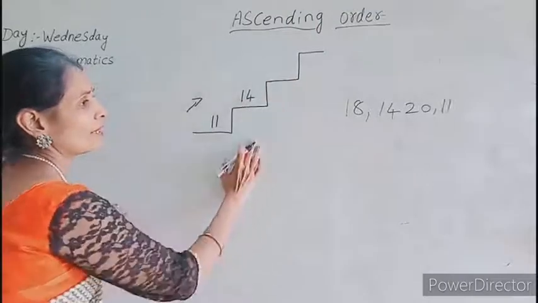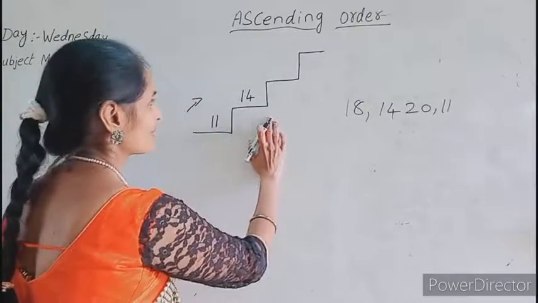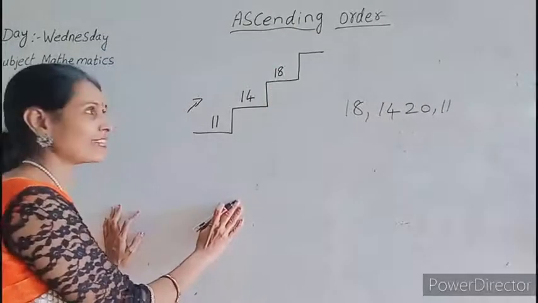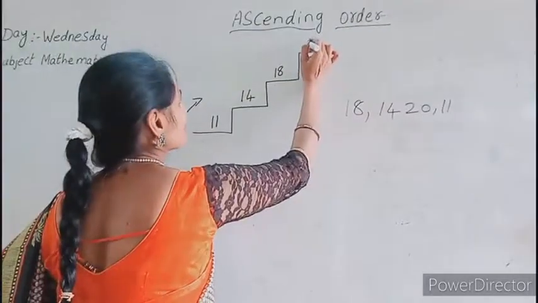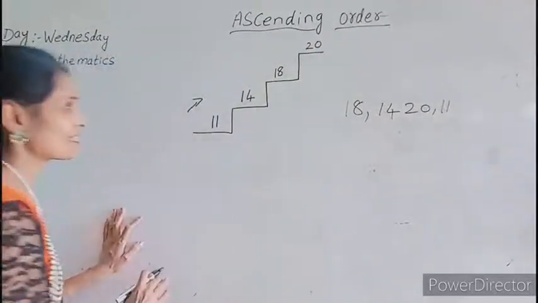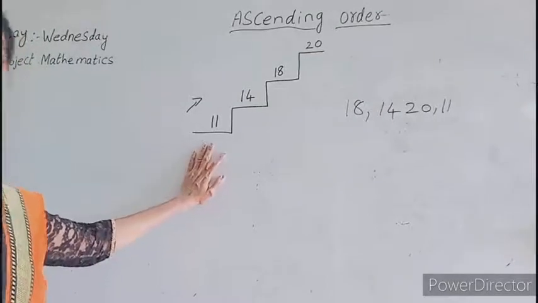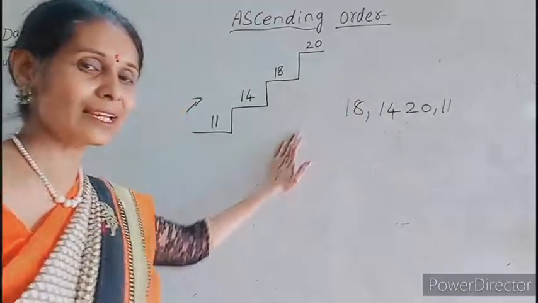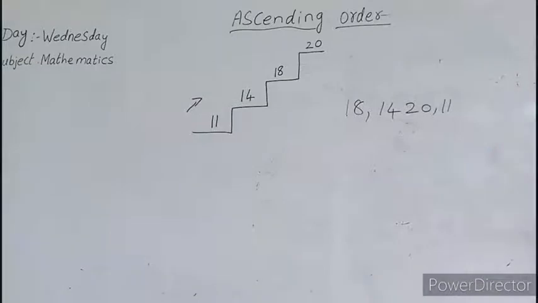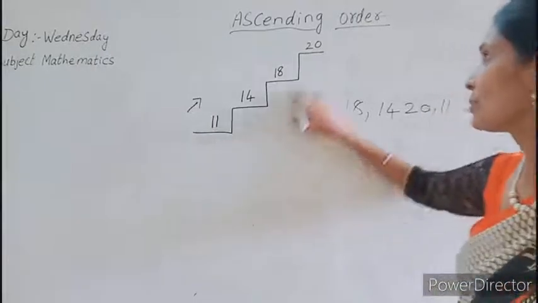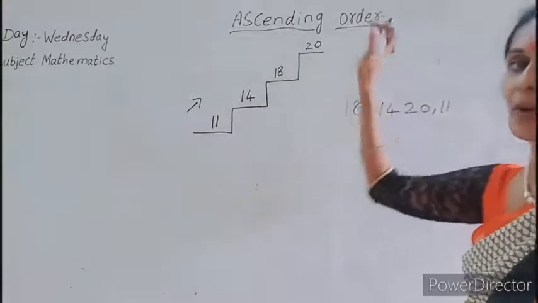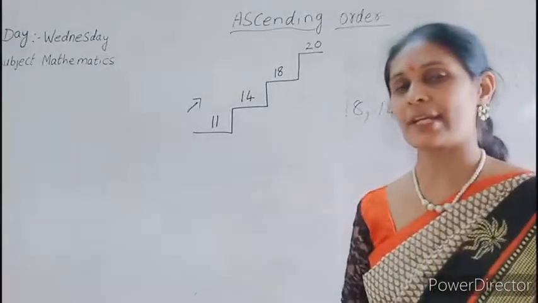Smaller number to bigger number. Then which number will come? 18. Then 20. This is the ascending order, smallest number to biggest number. Miss has arranged all the numbers from smallest to biggest, that is ascending order. I think you have understood ascending order. Now we will move to the descending order.